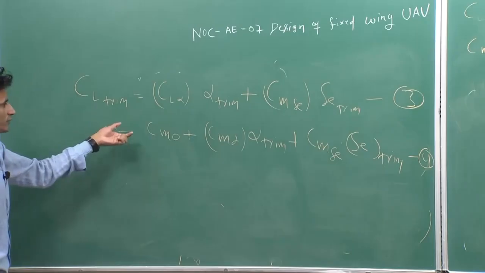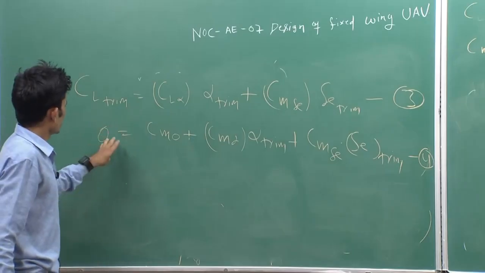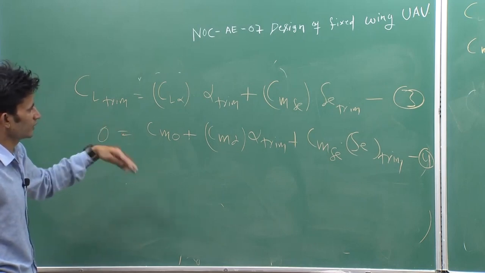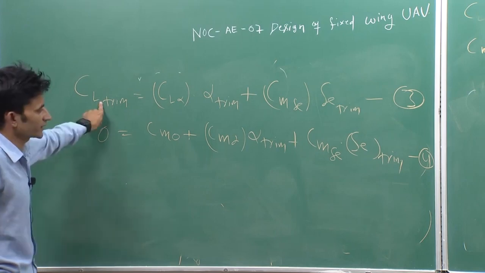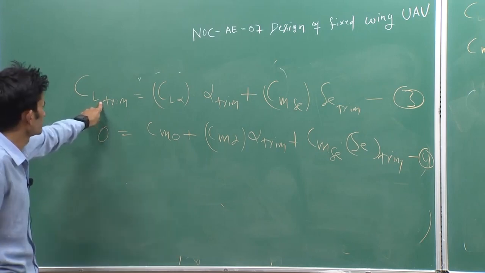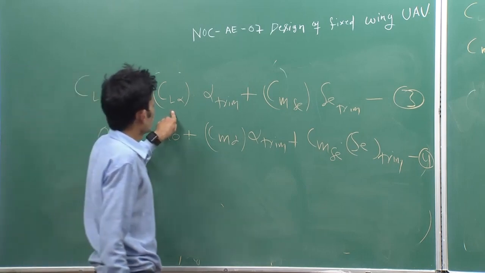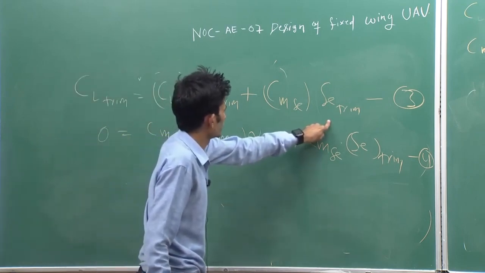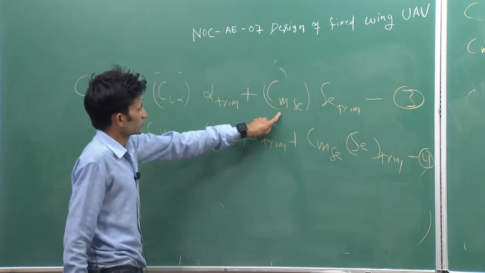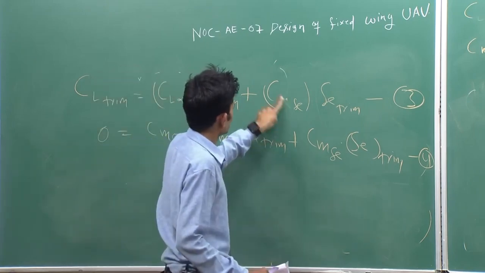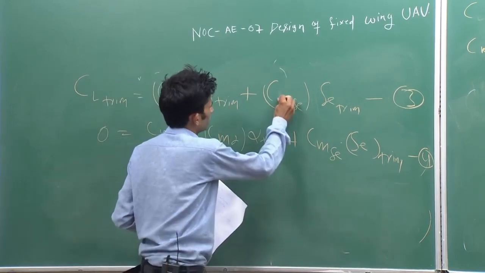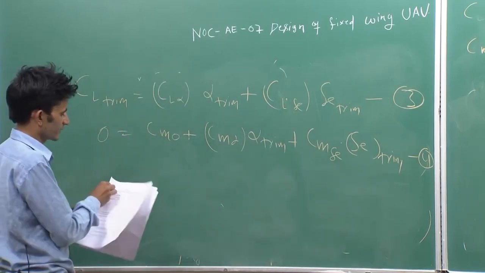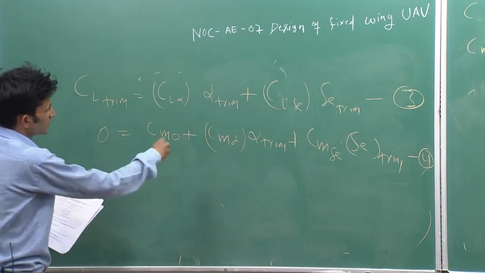See this equation and figure out how many unknowns we require, meaning which variables we do not know. CL trim you already found out, 0.533. CL alpha you know, CM alpha you know, CM naught you know. Alpha trim and delta trim you have to find. Two things you do not know: CL delta E and CM delta E.